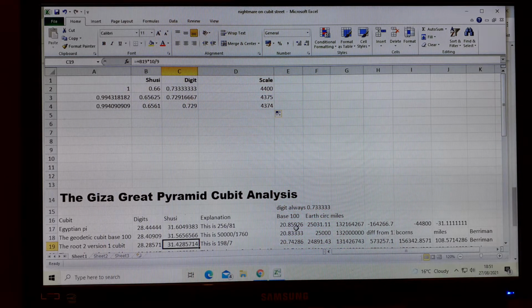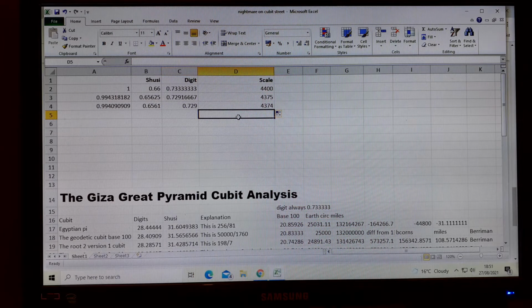cubit in inches is multiplied by 10 over 9 to transfer the digit to Shusi, and that's per Jim Allison. And what we haven't looked at, what I completely overlooked in all the excitement, is how the scaling is working with these units, and it was something that I wanted to explain and it just completely went out of my mind.